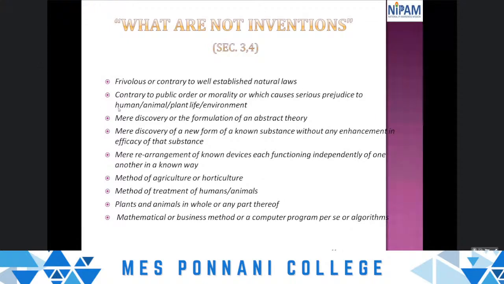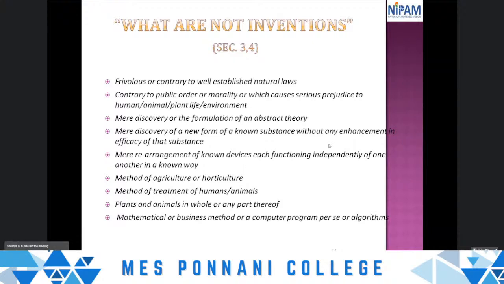Then, anything that is contrary to public order or morality, or which causes serious prejudice to human, animal, plant life or environment. For example, a gambling machine. It is clearly contrary to public order, so it is not patentable. Then, mere discovery or formulation of an abstract theory. Discoveries are not patentable, only inventions are. So if you come up with a theory and you say that you want a patent for the same, then it is not possible.